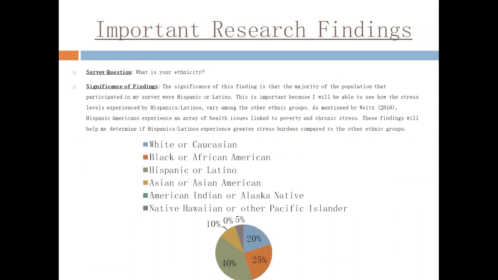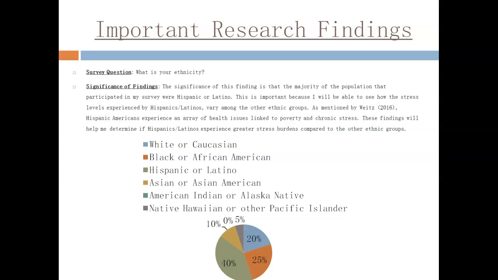So now for the important research findings. So what is your ethnicity? So the significance of this finding is that the majority of the population that participated in my survey were Hispanic or Latino. This is important because I will be able to see how the stress levels experienced by Hispanic Latinos vary among the other ethnic groups.